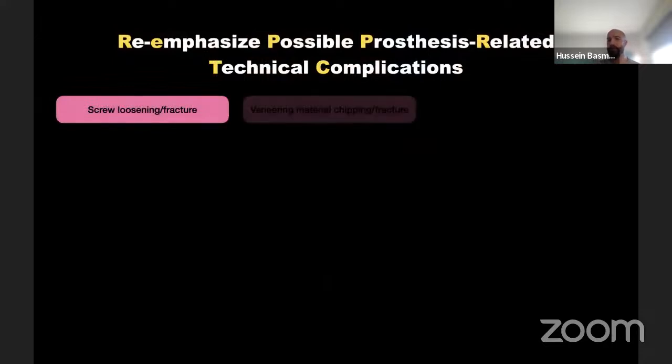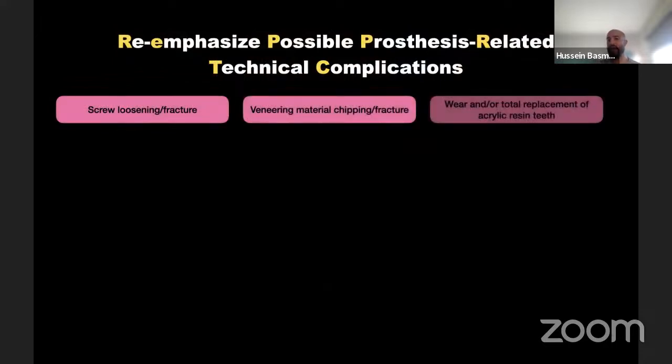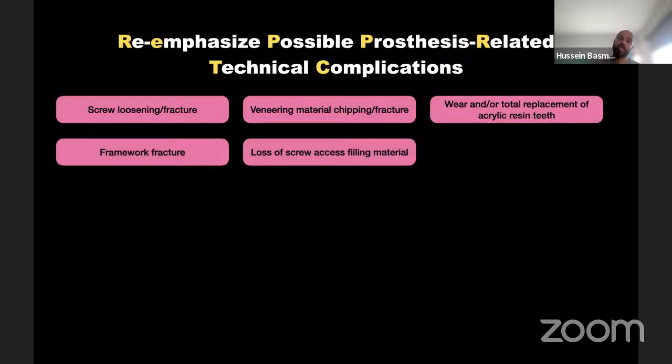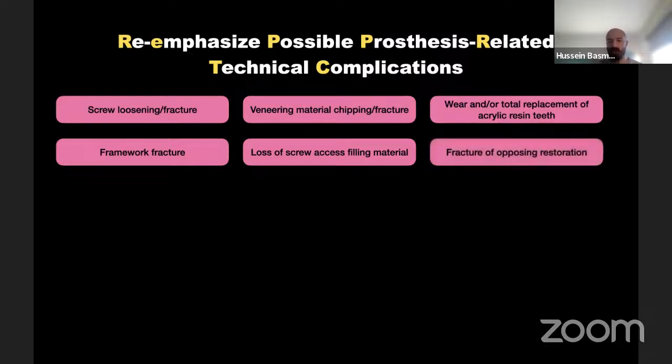Most of the time we should be aware of what could happen if we don't respect all of what we talked about today. Actually, we can have some screw loosening. This has to be checked more often. We can have chipped porcelain or chipped veneering material, depending on the type of occlusion that you created. If you didn't adjust the occlusion after delivering the prosthesis, we can have a fractured framework. If you don't respect the space, you can have a screw access filling material that is lost. This is an easy fix.